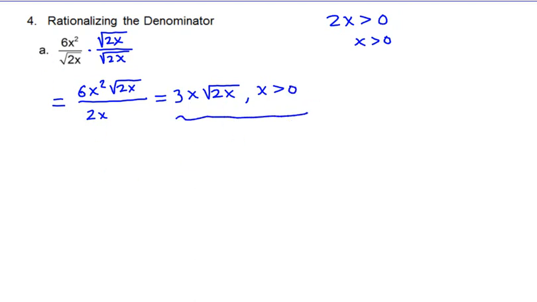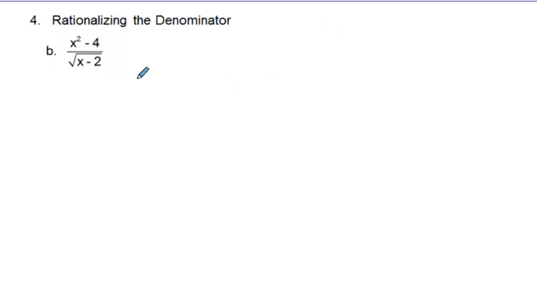Okay, let's go on to our next problem. We have x squared minus 4 over the square root of quantity x minus 2. And so x minus 2 has to be greater than 0, and therefore x has to be greater than 2. So that's going to be our condition. So let's work below here.